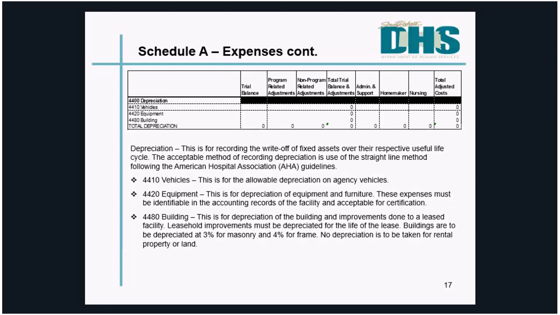You'll have vehicle depreciation, equipment depreciation, and building depreciation. And please note that buildings are 3% for masonry and 4% for frame-based structures. If you are renting the property, you are not allowed to take depreciation. There's no expense to depreciation for you that we recognize if you are renting or leasing the property.